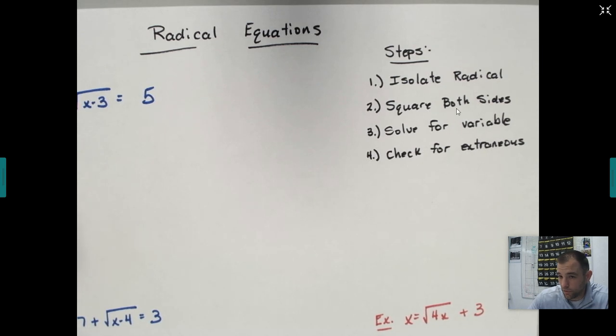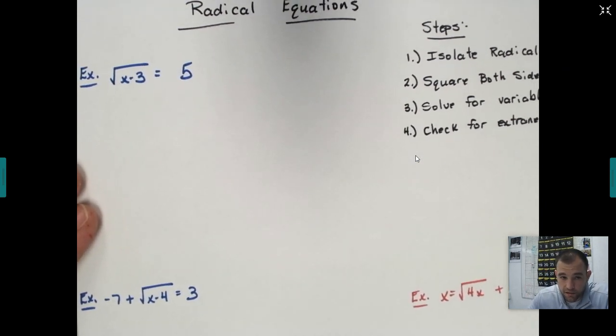Then we're going to square both sides. Then we're going to solve for that variable, and then we're going to check the answers to make sure they actually work. Remember, last semester we talked about extraneous answers, meaning sometimes you get an answer that doesn't actually work in the problem. Okay, so let's go through these steps.